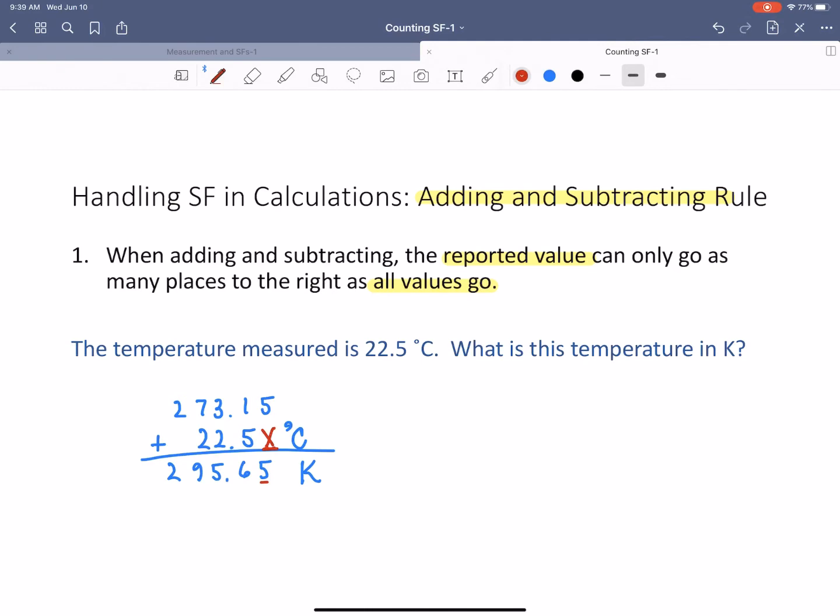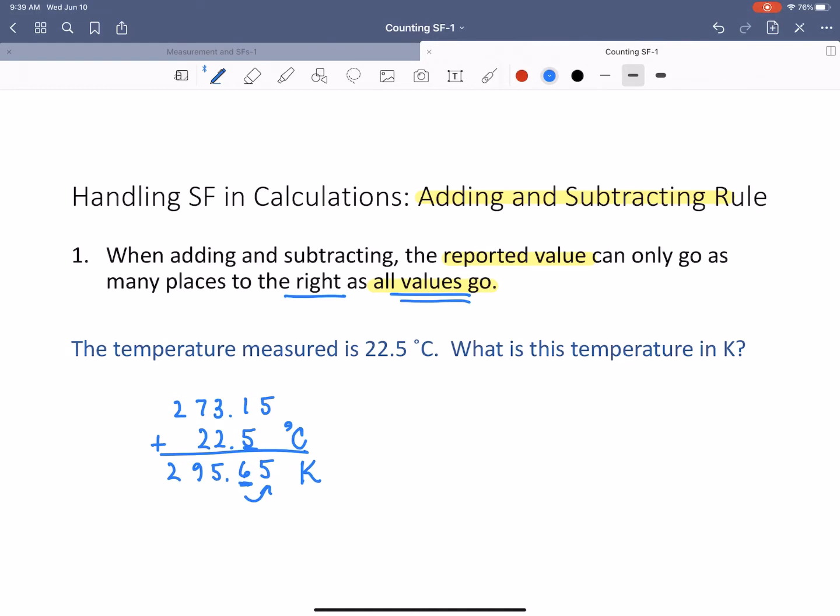The measured value is limited to the tenths place. We can only go to the right as far as all values go. So even though our calculator reports a 5 here, we can only report our answer to the tenths place. So we look to the right to decide, are we going to round that 6 up to 7 or leave it as 6? There's two schools of thought on this.